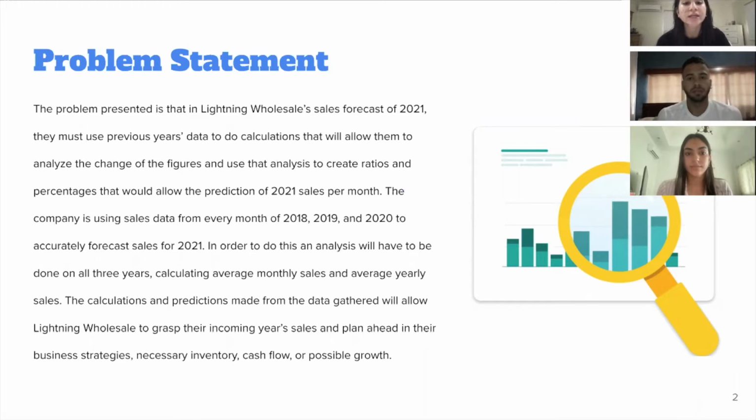In order to do this, an analysis will have to be done on all 3 years, calculating average monthly sales and average yearly sales. The calculations and predictions made from the data gathered will allow Lightning Wholesale to grasp their incoming year's sales and plan ahead in their business strategies, necessary inventory, cash flow, or possible growth.